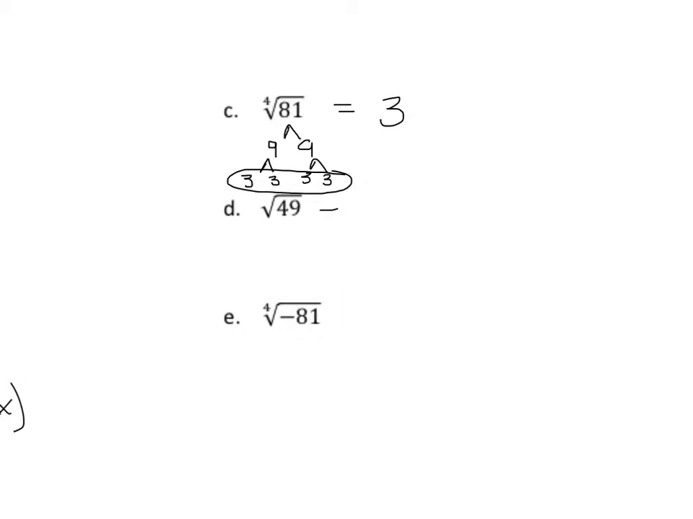What do you think the answer to the next one is? 7. Okay, good. We haven't forgotten this. What about the last one? No real answer. No real answer is correct. Because, why? It's a negative with the even index. Yes. Even index with a negative radicand. No real answer. That got a little crazy.